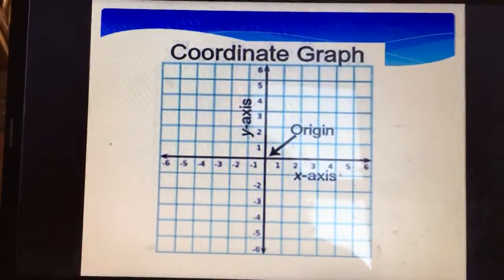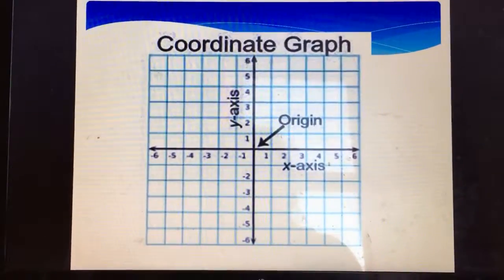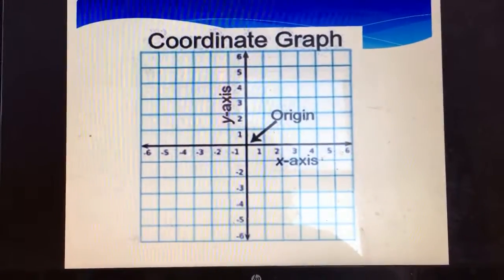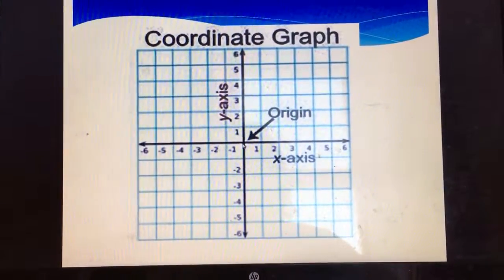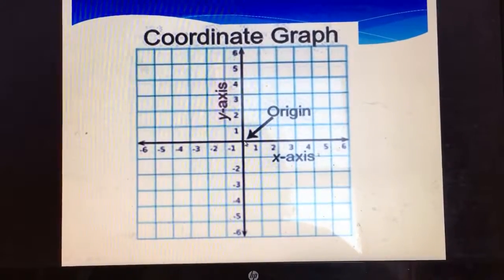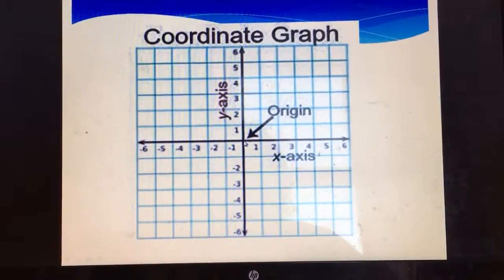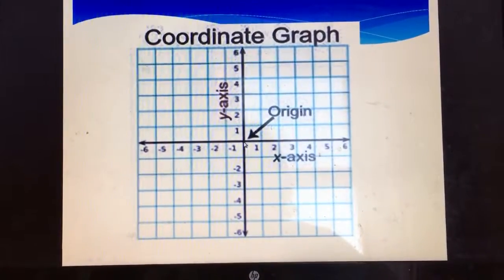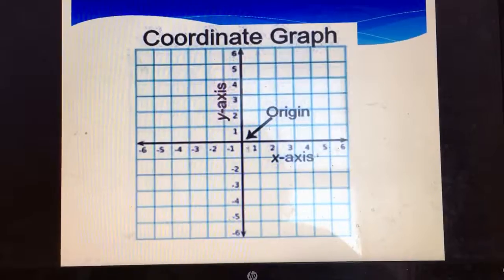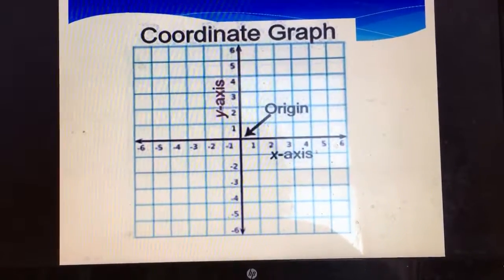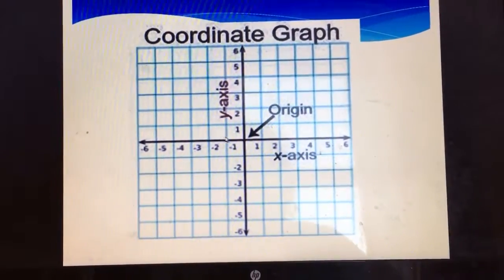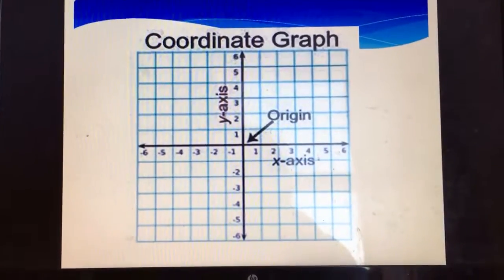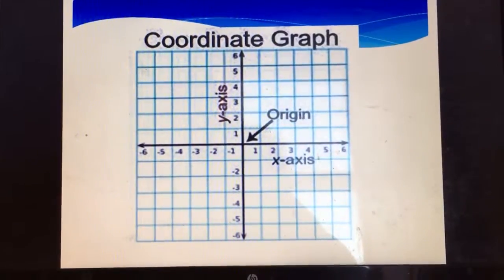So here is a diagram showing you where exactly these key terms are on a coordinate graph. And you can see we have the term origin again, and it's pointing to the spot where the two perpendicular lines cross, where it would be considered 0, 0. And then you can see the vertical line, the y-axis, and the horizontal line is the x-axis. So this is just helping you to visually see these terms on the coordinate graph.